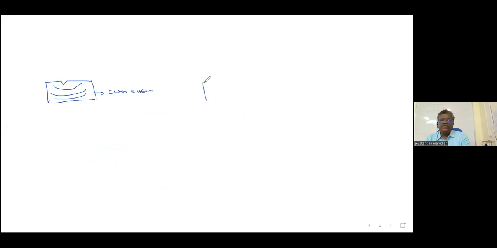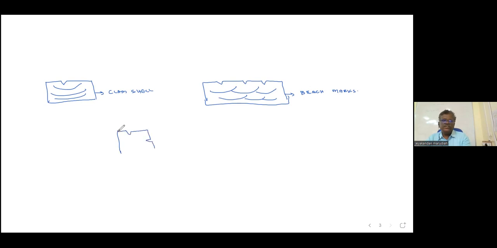But if you have multiple notches, the clamshells will overlap. These are called beach marks. Suppose you have overlaps in different directions like this, then these are called ratchet marks. So write this. These are the different characteristics.